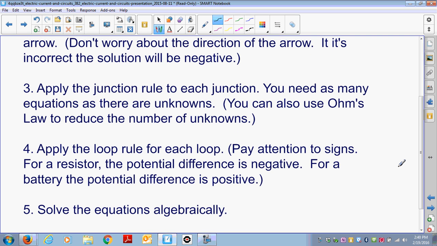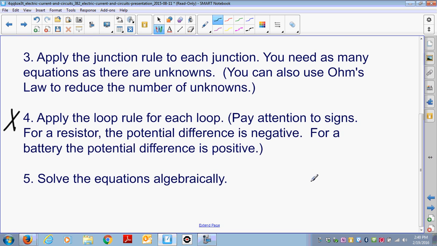Next step is to apply the loop rule for each loop. Pay attention to the signs. For a resistor, the potential difference is negative. For a battery, the potential difference is positive. I don't really go by that. Cross that one out. What I would say is this: follow the current. If you're flowing with the current, it's positive. If you hit the positive terminal of the battery, it's positive. If you hit the negative terminal of the battery, it's negative. So just go by the direction of the current. This way is just going to get you wrong.